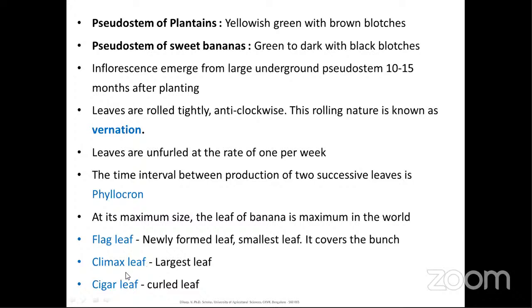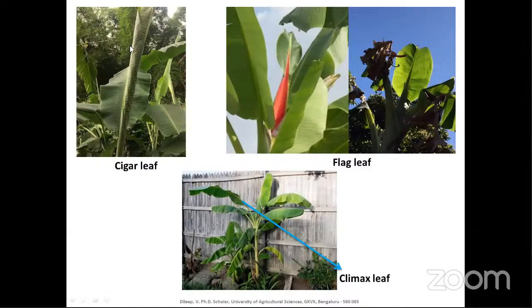leaf. You might have seen when you look at the banana plant, some leaves were curled. Okay, they are about to emerge, the leaves. They will emerge after some time. So those leaves are cigar leaves. These are the images. So I think you have seen this. Everybody has seen this type of leaves. After this, it will unfurl and spread like this. So this is the cigar leaf.